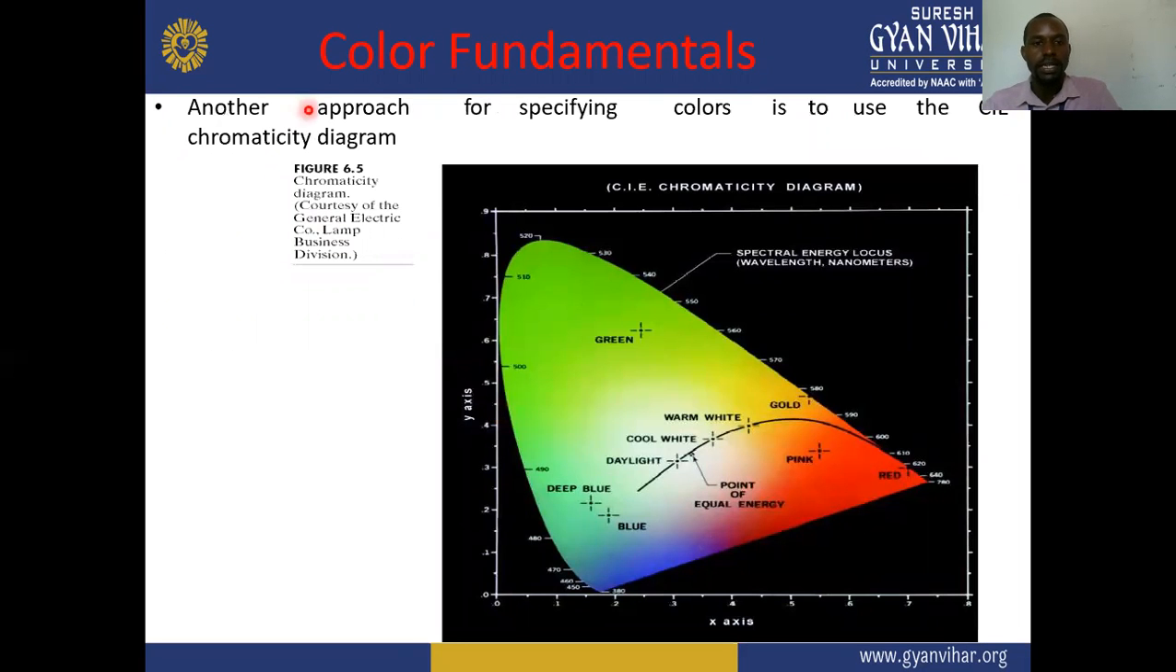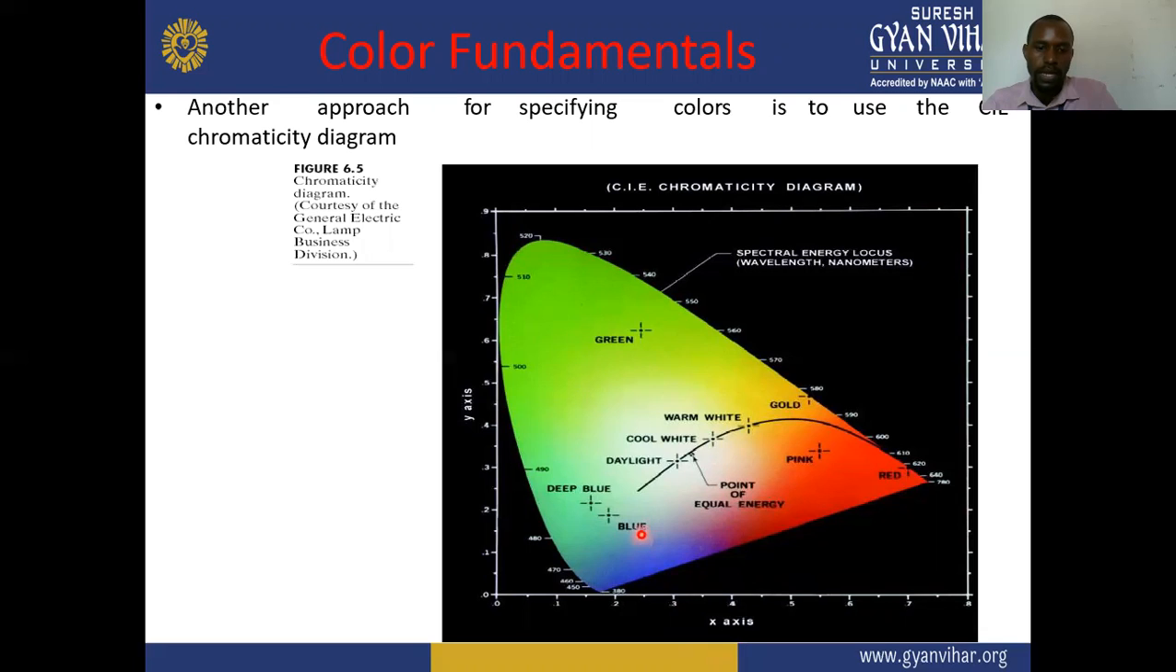Now we're going to look at the next topic, which is the color fundamentals. In this case, we are going to look at the chromaticity diagram. The chromaticity diagram is used to specify colors according to their spectral energy. So we have the x-axis as well as the y-axis. We start with the spectral energy, from 380 up to 780, and then we look at its absorption rate. We are able to see different colors. So we start with blue.